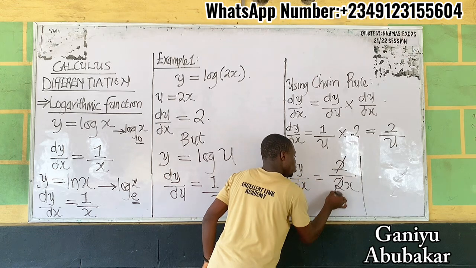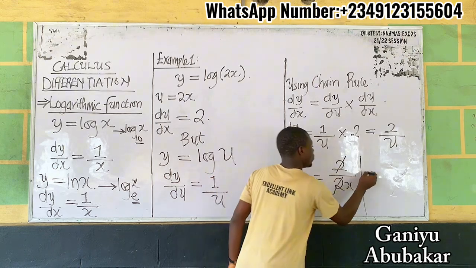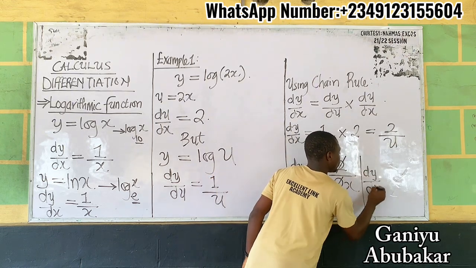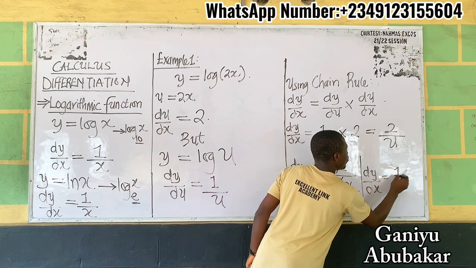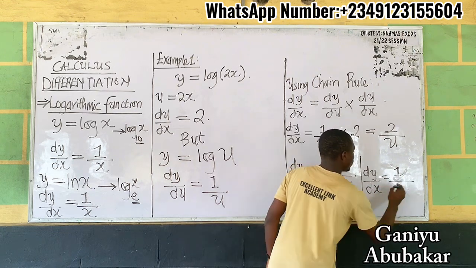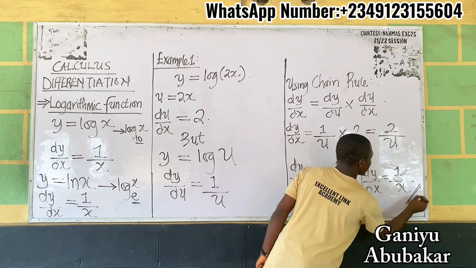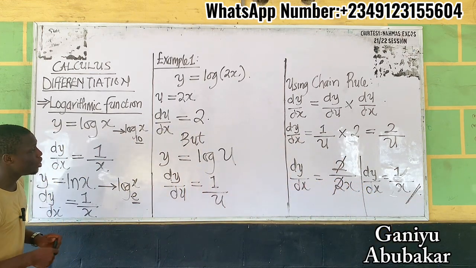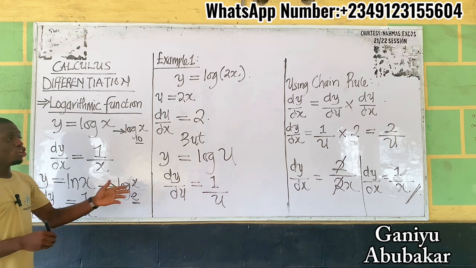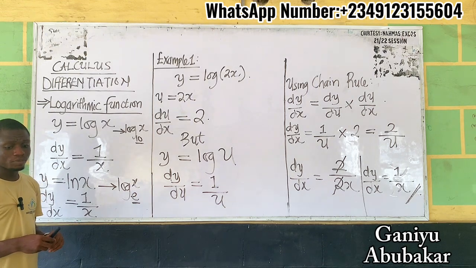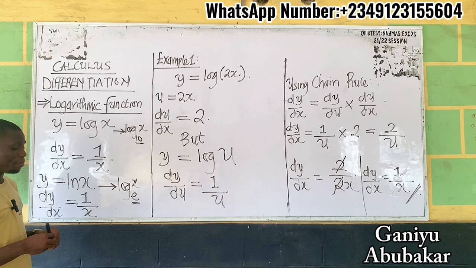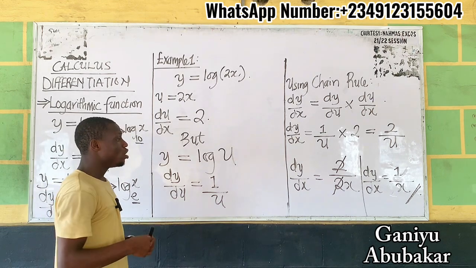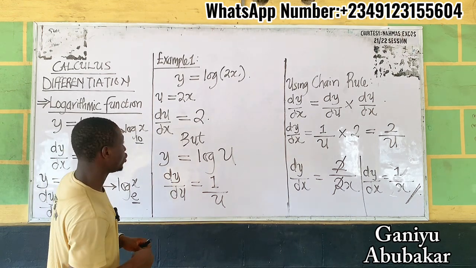2 here 1, 2 here 1. So my dy over dx now becomes 1 over what there? 1 over x. This becomes my answer to this question after using the concept of log function of differentiation. So this is how you solve problems involving log functions of differentiation.